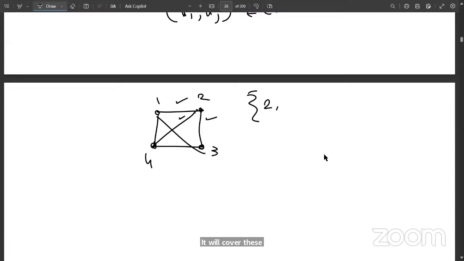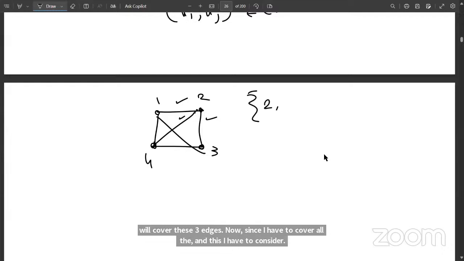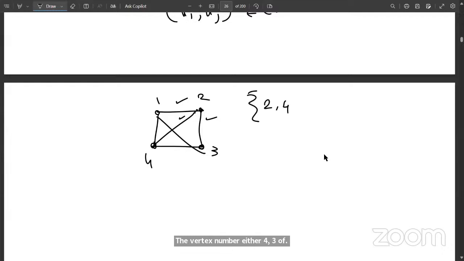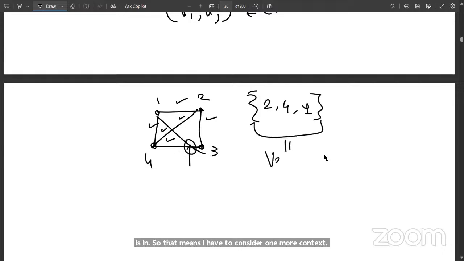Now, since I have to cover all the edges, I have to consider vertex number 4, 3, or 1. If I consider vertex 4 also, then I can cover this edge and this edge. But still this middle one is uncovered. So I have to consider one more vertex. So this is an example of a vertex cover.